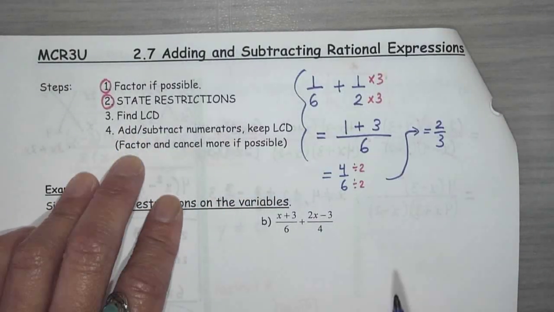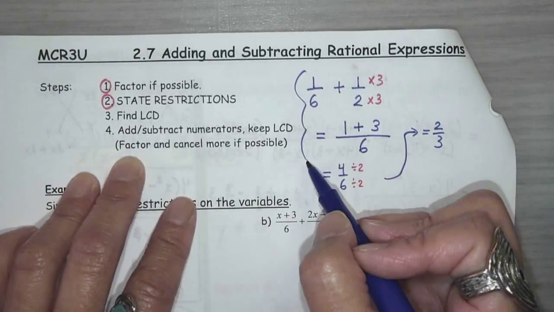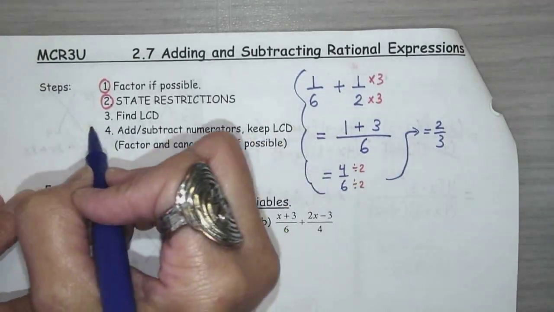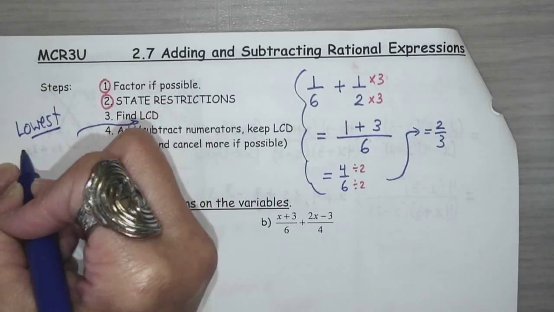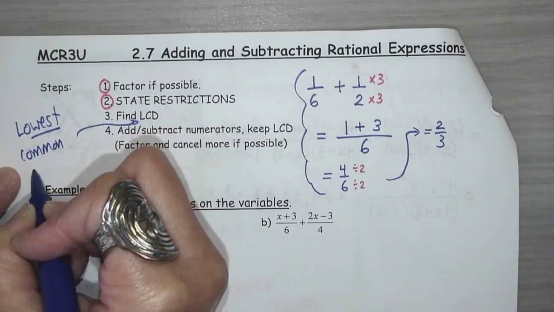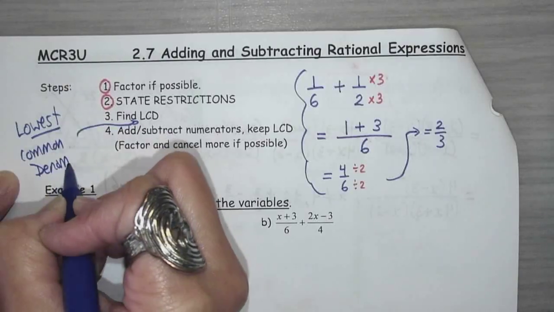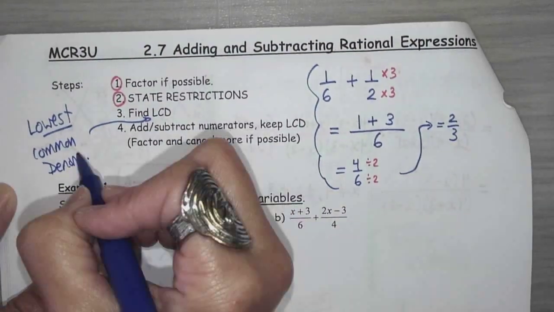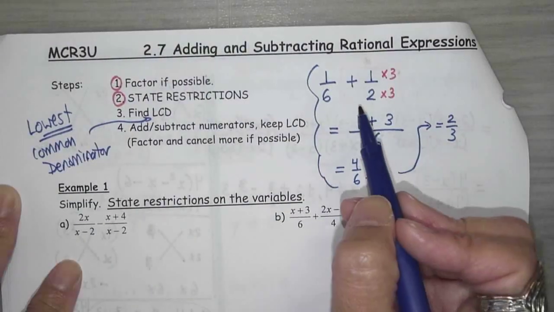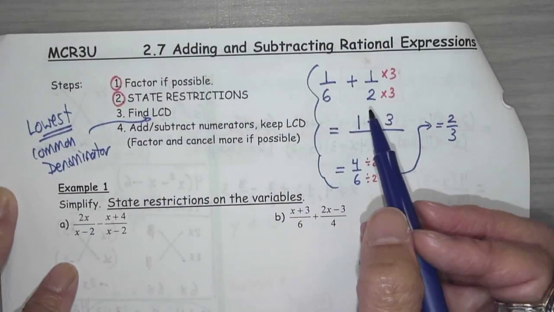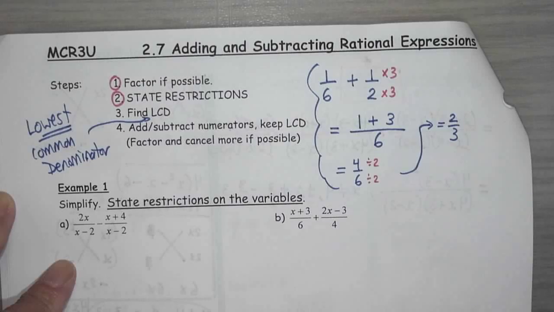Lowest, okay? Then we can slow it down a bit. So lowest common denominator, okay? Denominator. Okay, but we're looking for lowest. So here you would not do 12 because that wouldn't be the lowest, and that means that you'd have to reduce more at the end.